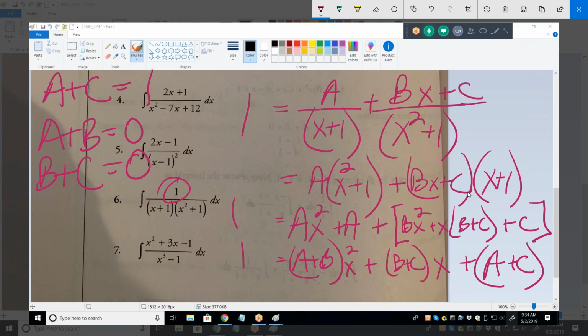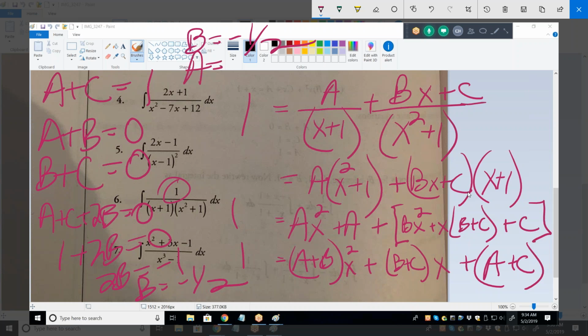Let's see, if I add these two equations, I get a plus c plus 2b equals 0. A plus c equals 1, so I get 1 plus 2b equals 0. I get 2b equals minus 1, b equals minus 1/2. Since a plus b equals 0, a has to equal plus 1/2. And c has to equal plus 1/2. Okay. So that looks like a solution set.